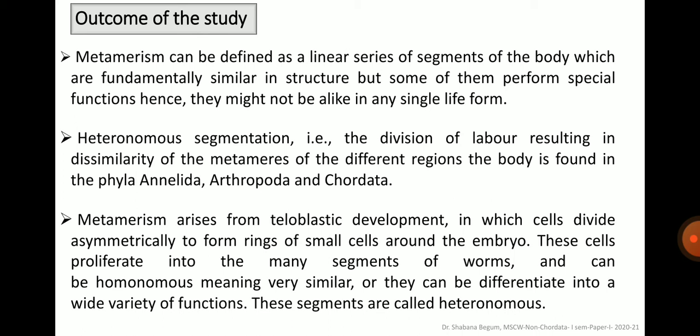The metamerism arises from teloblastic development, in which cells divide asymmetrically to form rings of small cells around the embryo. These cells proliferate into the many segments of worms and can be homonomous, meaning very similar, or they can be differentiated into a wide variety of functions. These segments are also called heteronomous metameric segments.